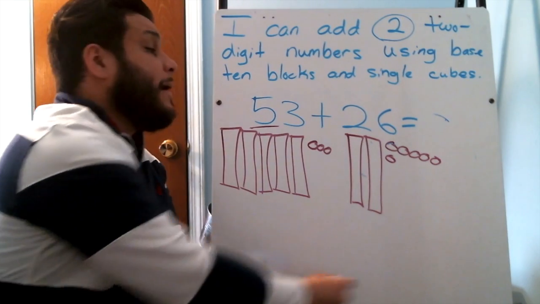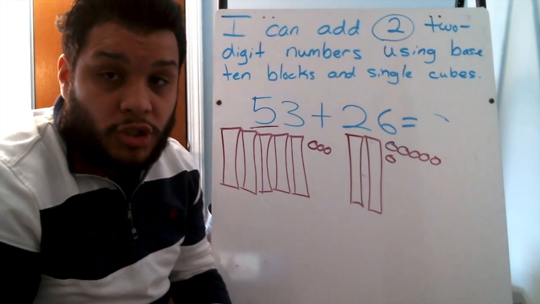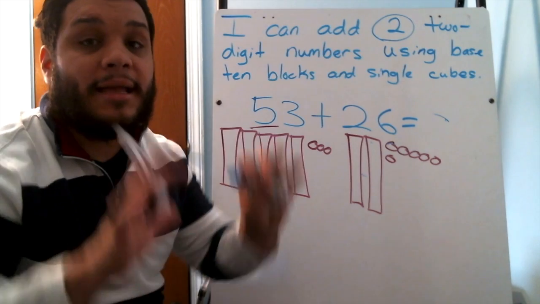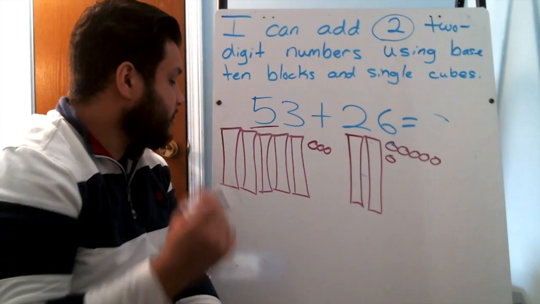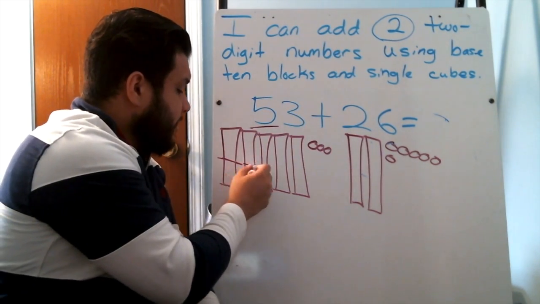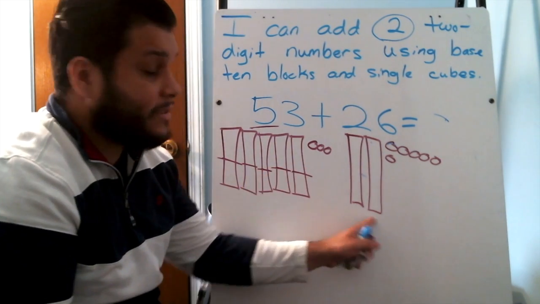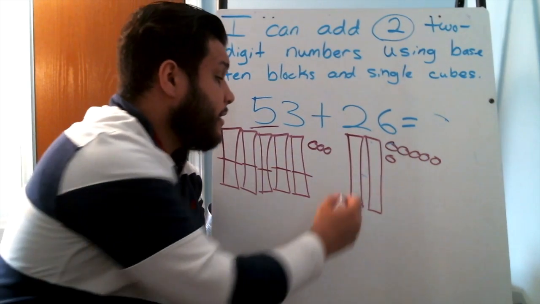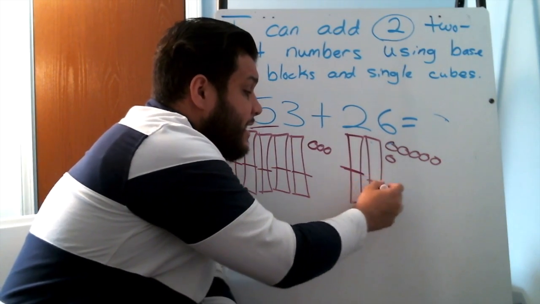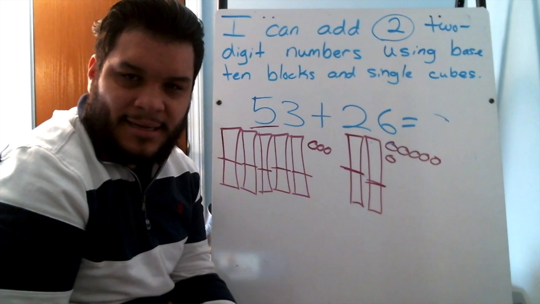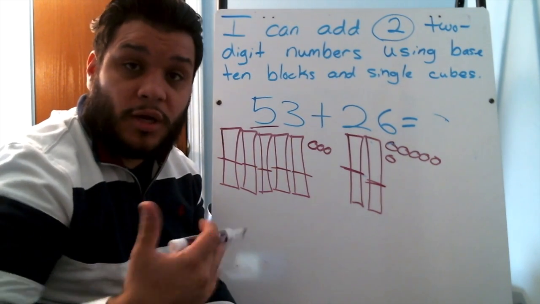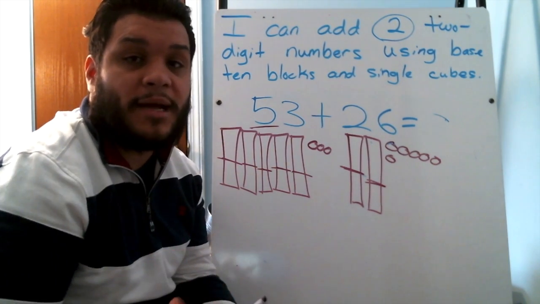Now I want to count my whole picture, and I'm going to start counting with my tens. So let's count them. Ready? 10, 20, 30, 40, 50. I still have some tens here, so I need to keep going. 50, 60, 70. Am I done yet? I finished all of my tens, but now I need to finish my ones as well.